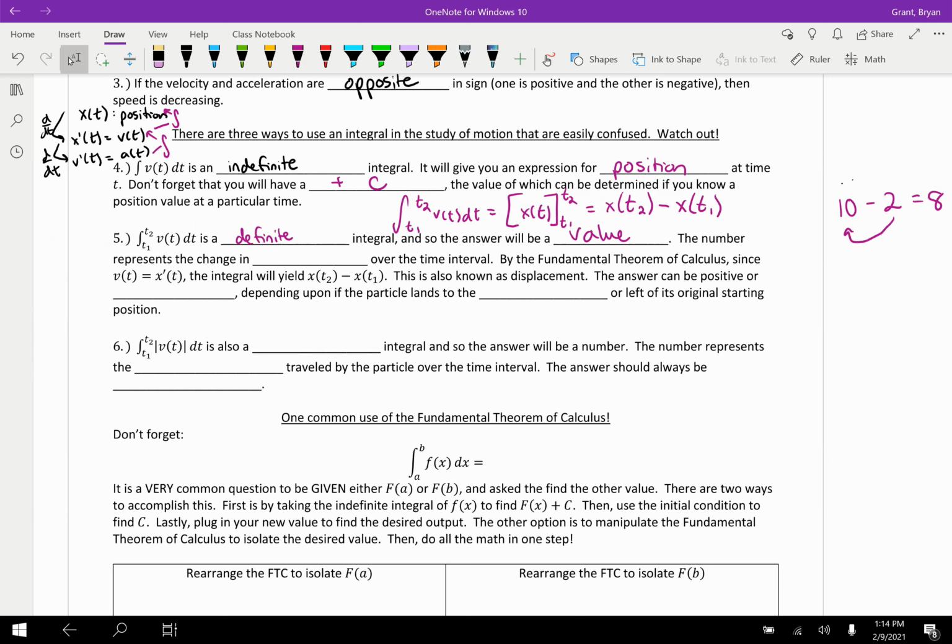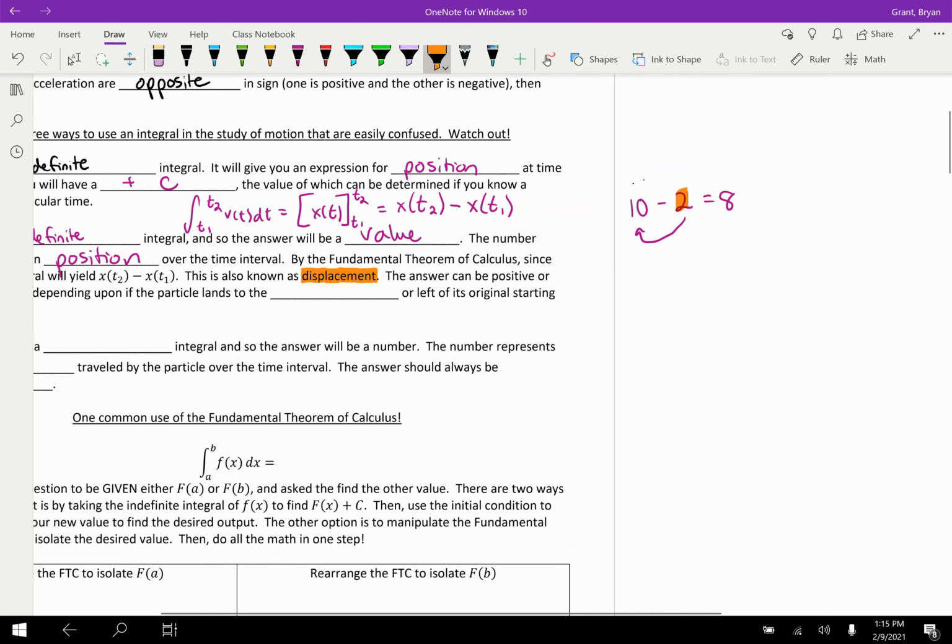So this number is going to represent the change in position over our time interval. Okay? This change in position is often known as displacement. It shows you how far you ended up from where you started. So if you started at 2 and ended at 10, you were displaced by 8 units. Or you could think of it as now you are 8 units to the right of where you started.